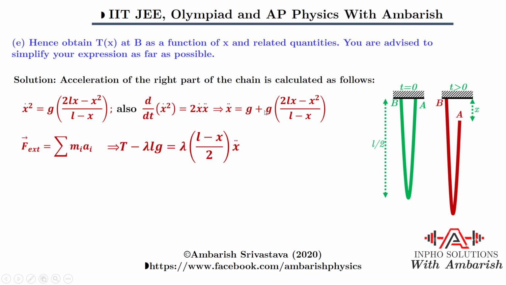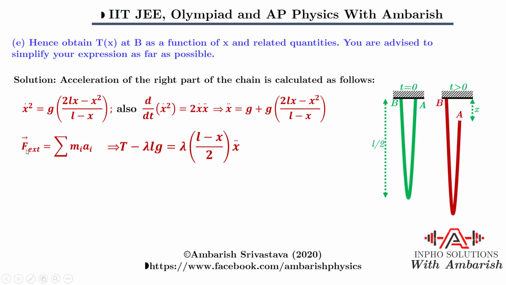Okay, now F external is equal to sigma m_i a_i. This we know from our center of mass chapter. Okay, so external force on the system is what? So there's mg acting downward and there's a tension T acting upward. These are the only two external forces that are acting on the system. All right, so I can say that T minus lambda Lg should be equal to the mass of this part, which is lambda into (L minus x) by 2, so m times x double dot.